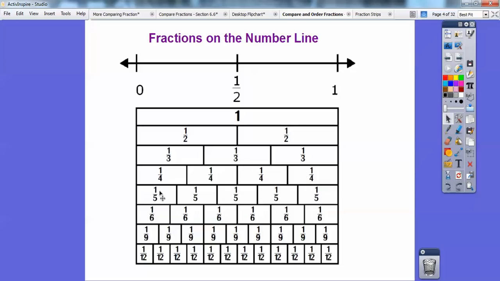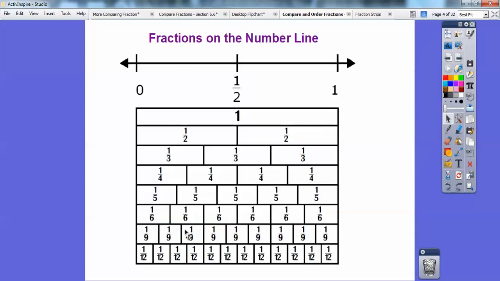Here it is cut into a fifth. 1/5, 2/5, 3/5, 4/5, and 5/5. Here it is cut into a sixth. 1/6, 2/6. Remember, 2/6 is the same as 1/3 right there. 3/6, 3/6 is the same as a half. 4/6, 5/6, 6/6. Okay, I'm skipping sevenths and eighth size pieces, but here's ninth size pieces.